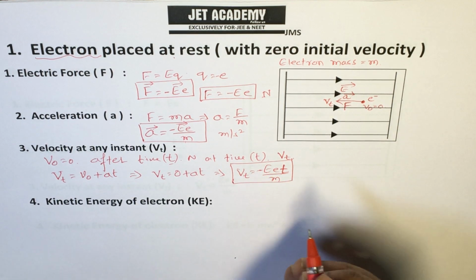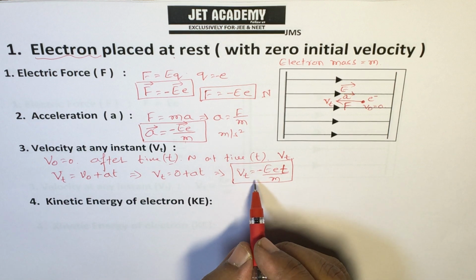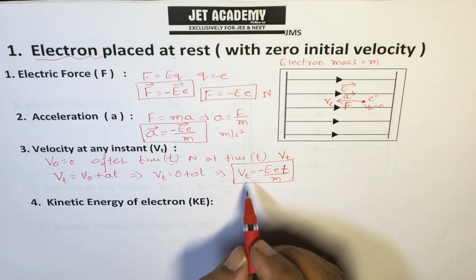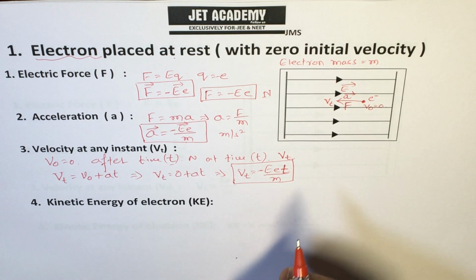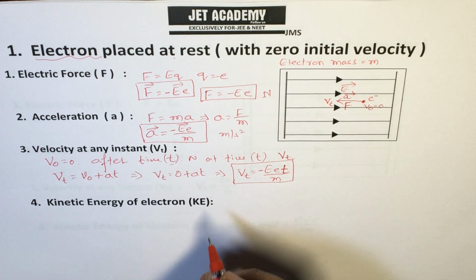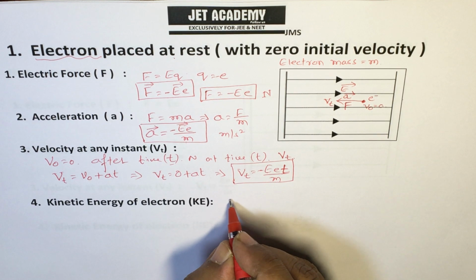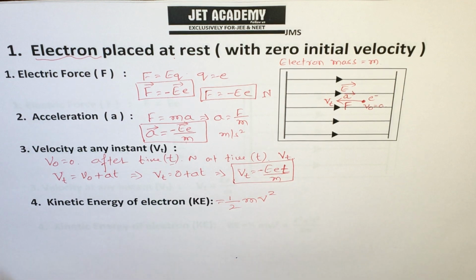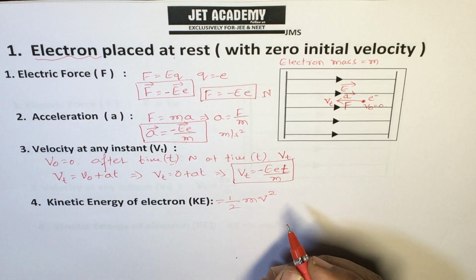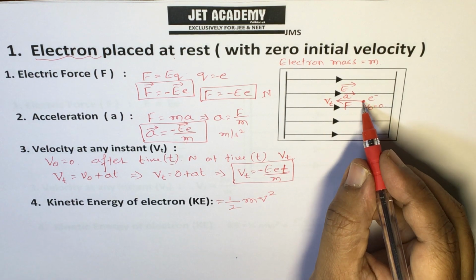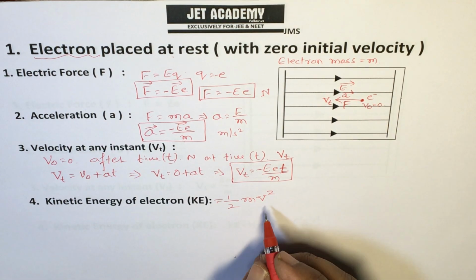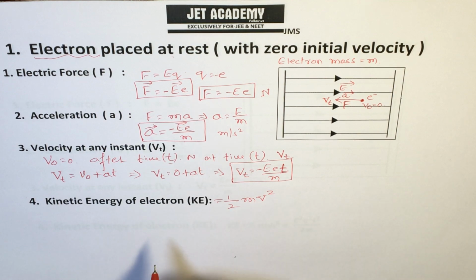Here also, this is another equation. Now, kinetic energy. If the electron is accelerating, the very important thing is what the kinetic energy is. Kinetic energy is equal to 1 by 2 m v square. The initial kinetic energy is going to be 0 when we keep the initial velocity as 0.